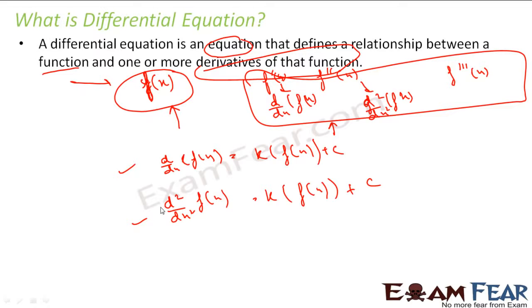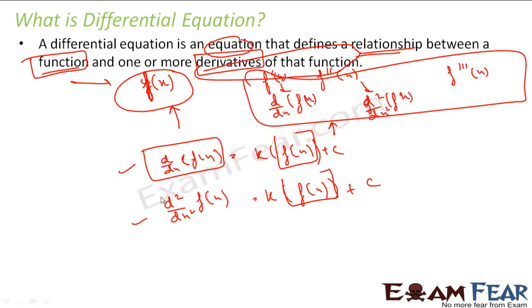Please note, differential equation is nothing but an equation where you have a relationship between function and derivatives of the function. In this case it was first order derivative. In this case we had second order derivative. So the definition is pretty simple. An equation where we have a relationship between the function and derivative of the function is called differential equation.